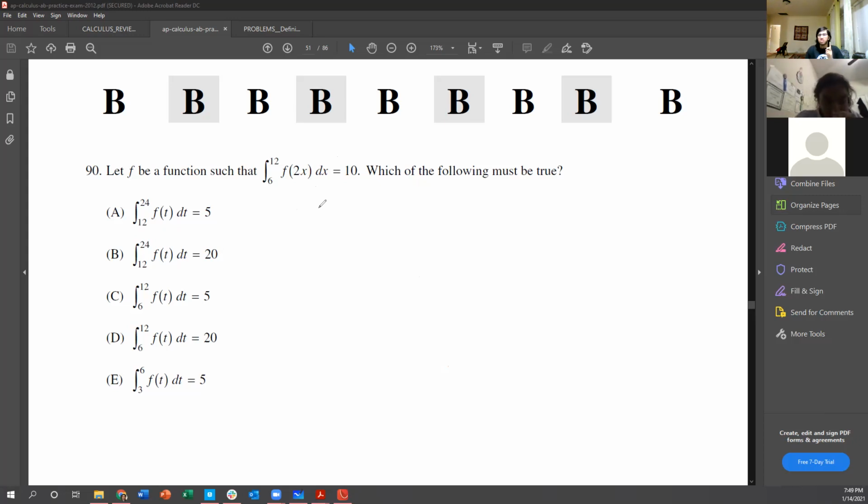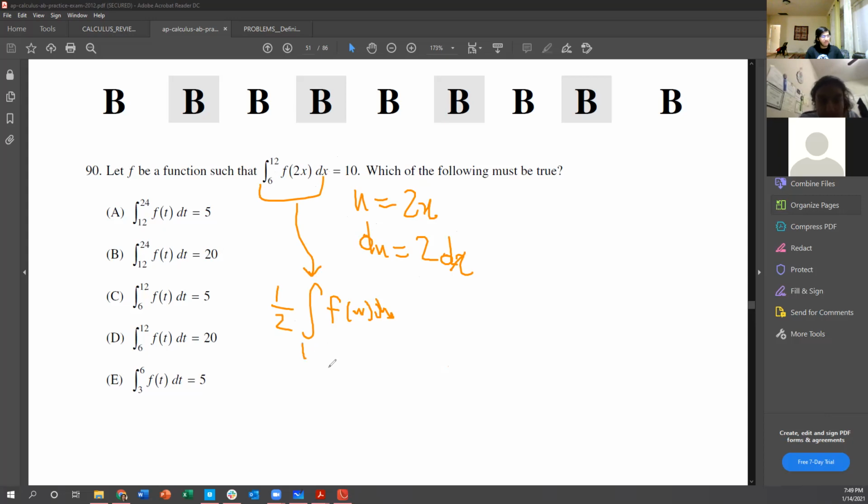So let's use a u substitution. I think that's what we need to do. Let's say u equals 2x, du equals 2 dx, right? That means if I have this integral, I can rewrite it as 1/2 times the integral of f of u du, and the lower bound would be what? The lower bound would be 12, and the upper bound would be 24.